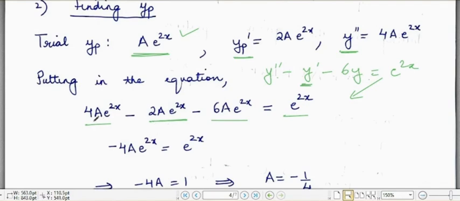Now let's see, all the terms are e to power 2x type terms, so let's club the constants together. 4a minus 2a minus 6a, that makes it minus 4a, right?